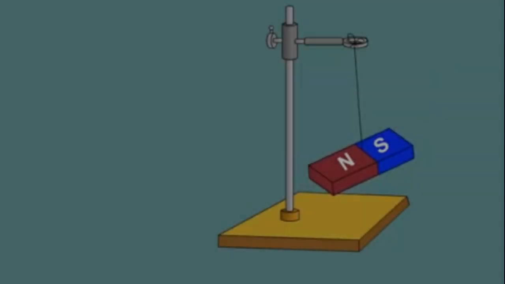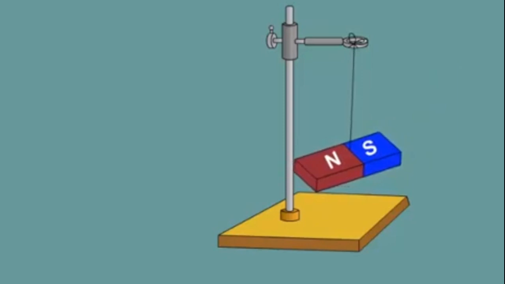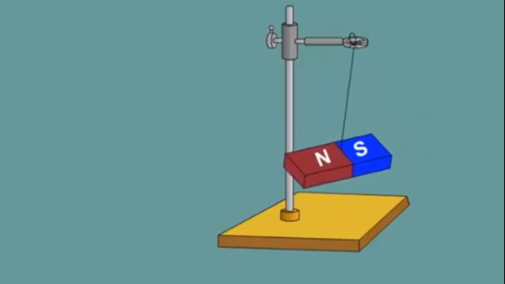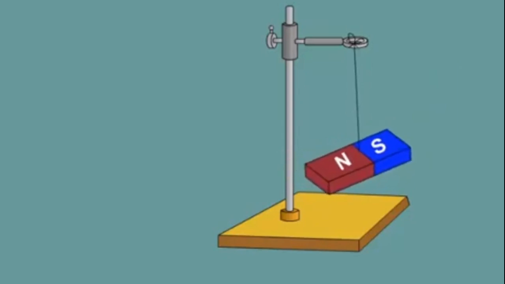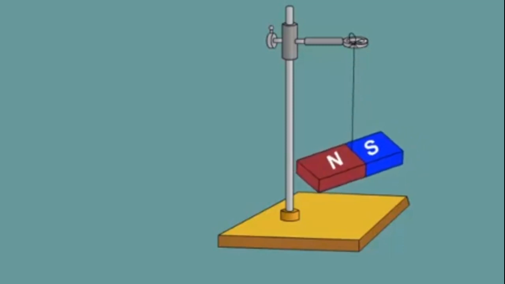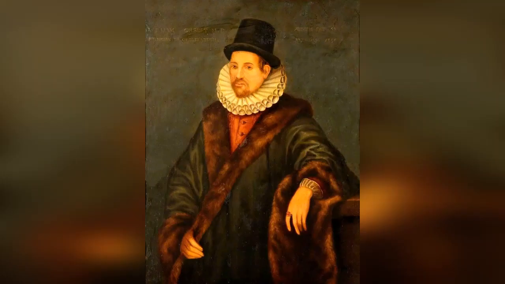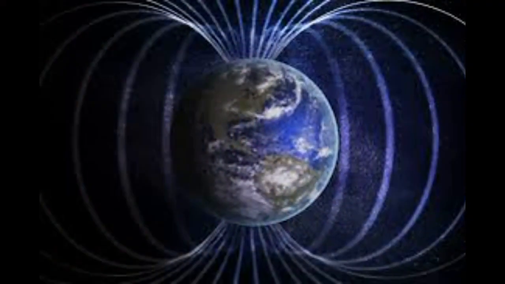In ancient times, it was believed that a freely suspended magnet comes to rest in the north-south direction due to the attraction of the North Star. But in 1600, William Gilbert, who was the physician of Queen Elizabeth I of England, showed that the directive property of a magnet is due to Earth's magnetic field.